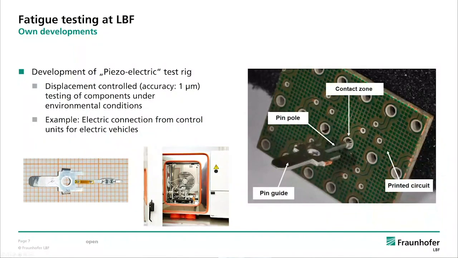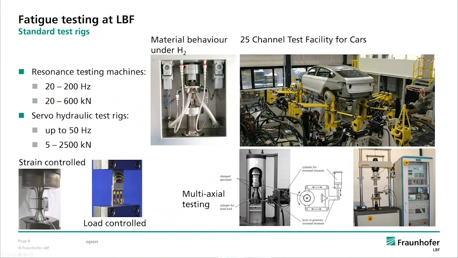With these huge welded components we saw, so here quite in miniature, but in principle, the testing principles are the same. So we also have, I call them standard test rigs, so resonance testing machines with which we can test between 20 and 200 hertz and load capacity between 20 and 600 kilonewtons, and servo hydraulic test rigs with a load capacity from 5 to 2,500 kilonewtons.